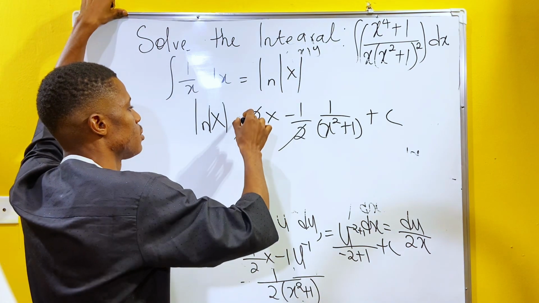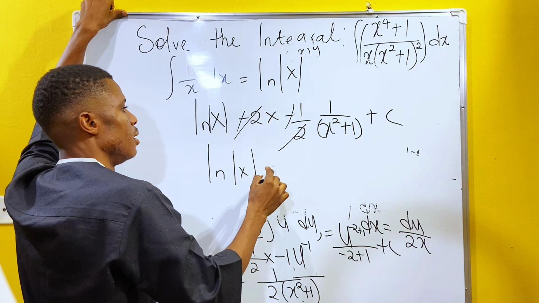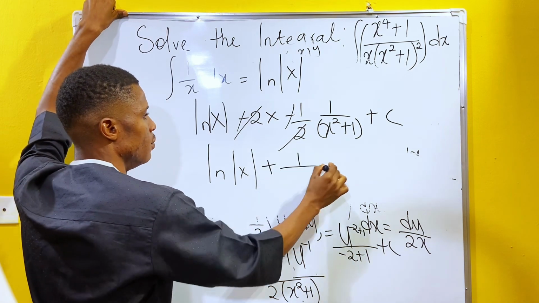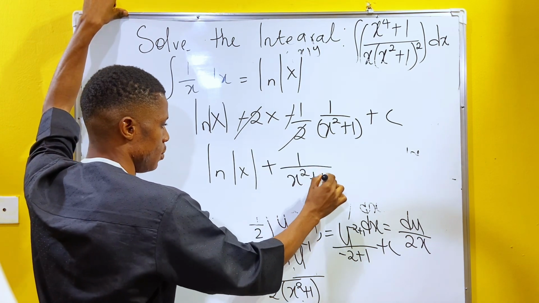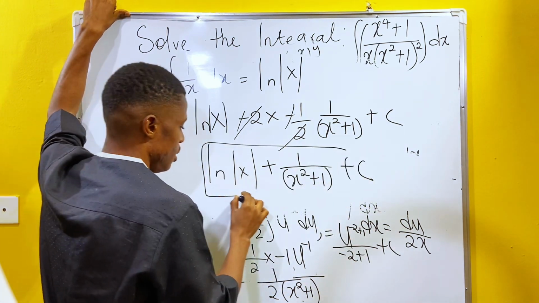The 2 will cancel out, minus cancels minus. We have it as ln of x plus 1 over (x squared plus 1), then plus c. And that's the answer.